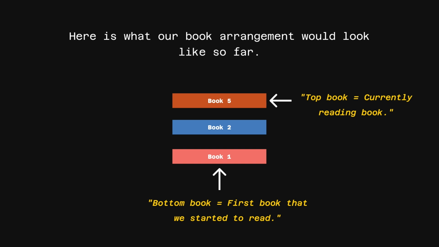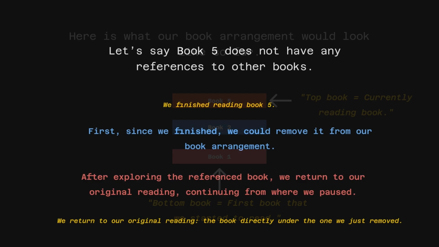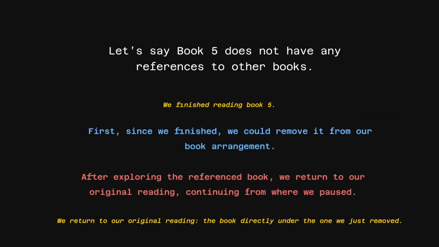Our reading started with Book 1 since it contained a reference to Book 2. We paused Book 1 and started reading Book 2. While reading Book 2, we encountered a reference to Book 5. We then paused Book 2 and placed Book 2 on top of Book 1. We began reading Book 5. Let's say Book 5 has no references to other books. Once we finish Book 5, we can set it aside from the book arrangement.